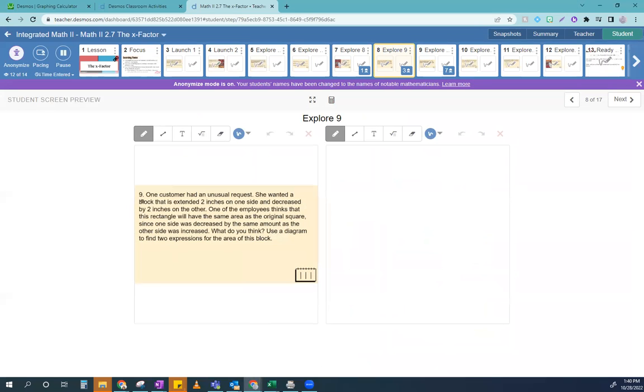Okay, so for this next one, it says one customer had an unusual request. She wanted a block that is extended 2 inches on one side and decreased 2 inches on the other. So one of the employees thinks that this rectangle will have the same area as the original square because you're adding 2 and minusing 2, right? So what do you think? Use a diagram to find two expressions for the area of this block, okay?